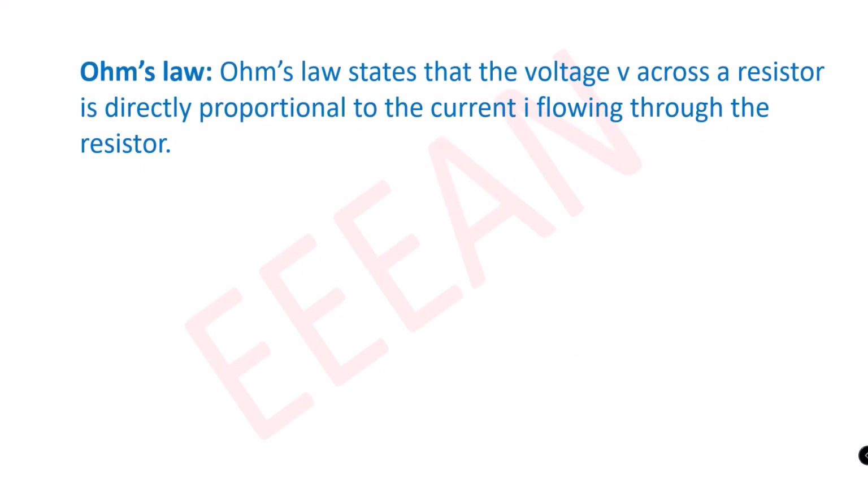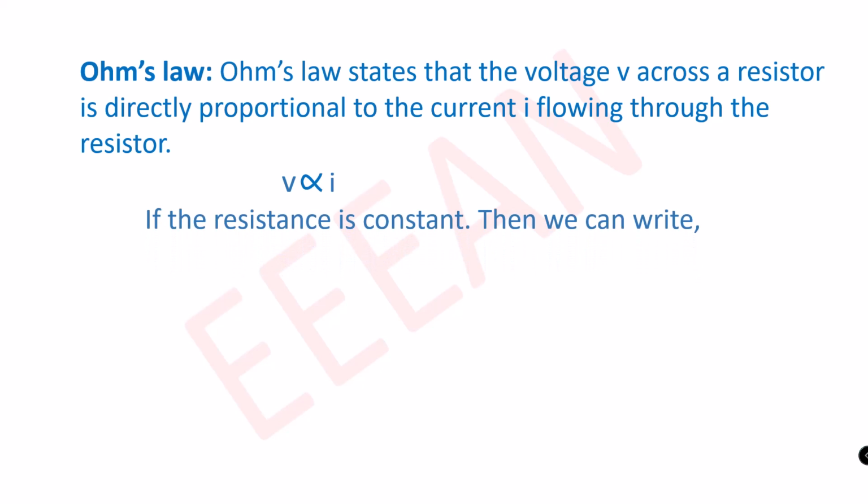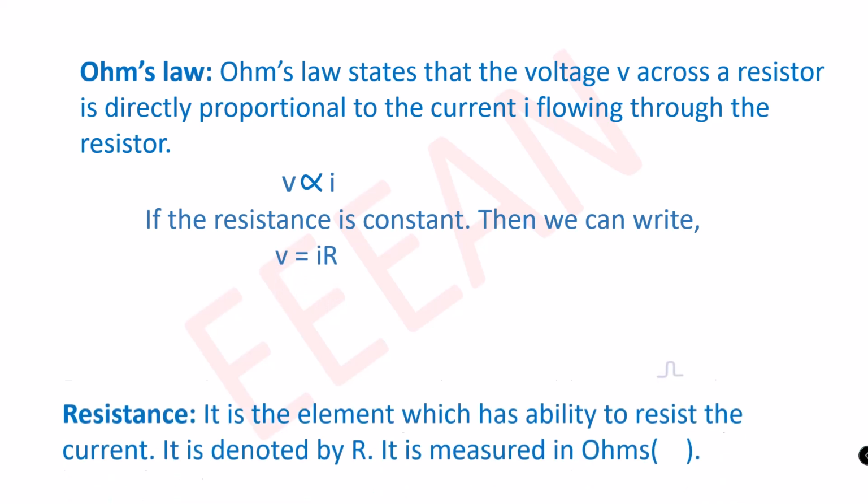First, we are going to talk about Ohm's law. Ohm's law states that the voltage V across a resistor is directly proportional to the current I flowing through the resistor. Mathematically, we can write V is proportional to I. That is, voltage is proportional to current. If the resistance is constant, then we can write V equals IR.